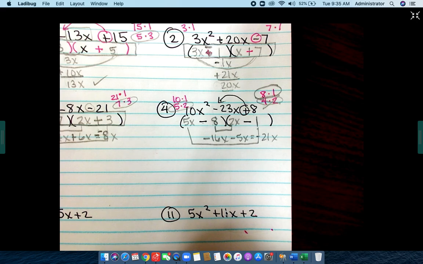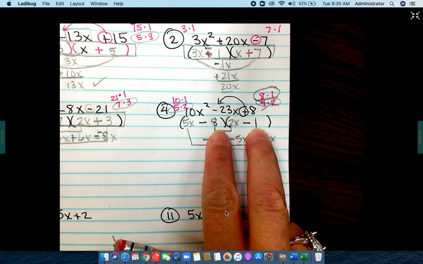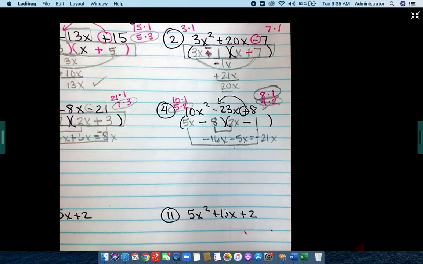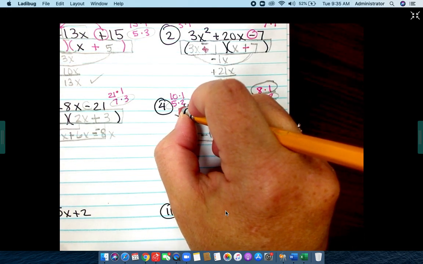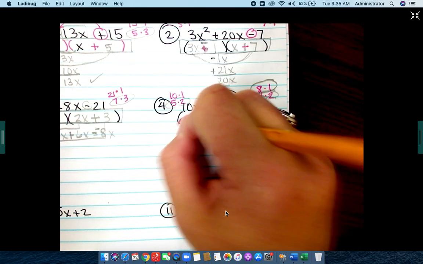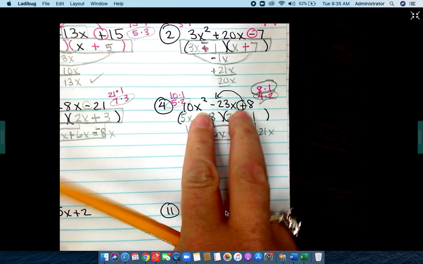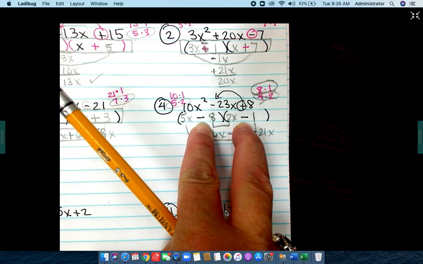Wow. When that happens and you're like, well, I've tried 2 and 4 and they didn't work, and I tried 8 and 1 and they don't work, that tells me I should go back and check the 8 and 1, I apologize. Did I do that right? 10x squared.